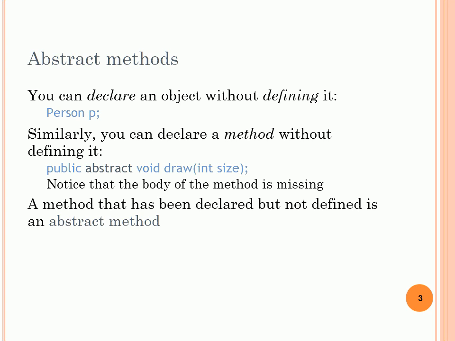Now, you can declare an object without defining it or initializing it. For example, Person P. In this case, we are declaring P as a person, but we did not instantiate it or initialize it. Similarly, we could do that with methods. We could create the header of the method, as you can see here: public, and we add the abstract keyword, void draw. So in this case, we are not adding the body of the method. We are just declaring the header of the method. This is called an abstract method. So an abstract method is a method header without its body.